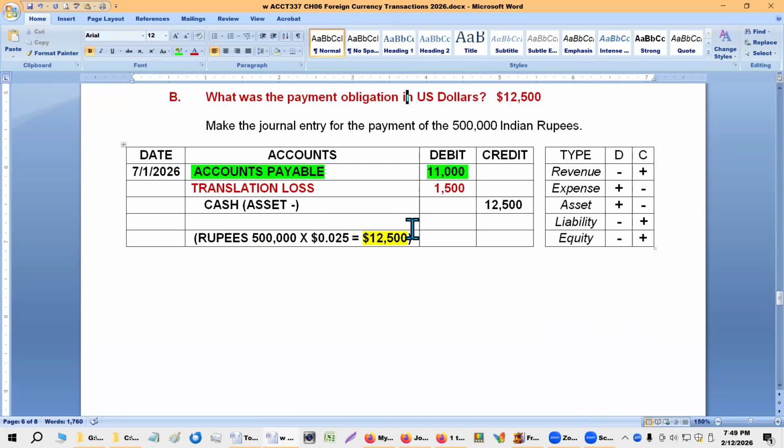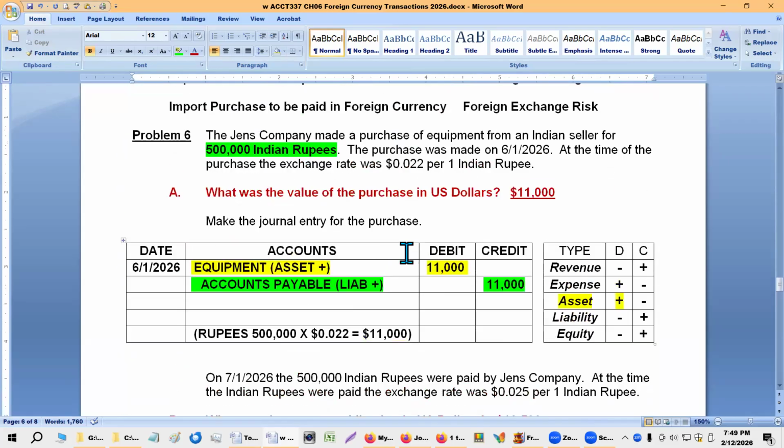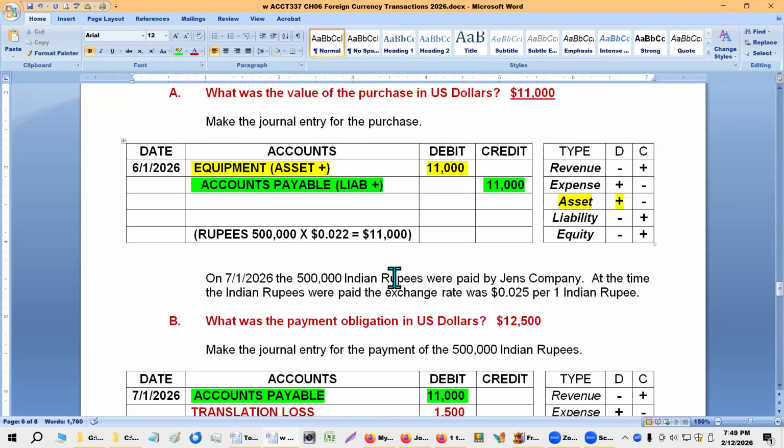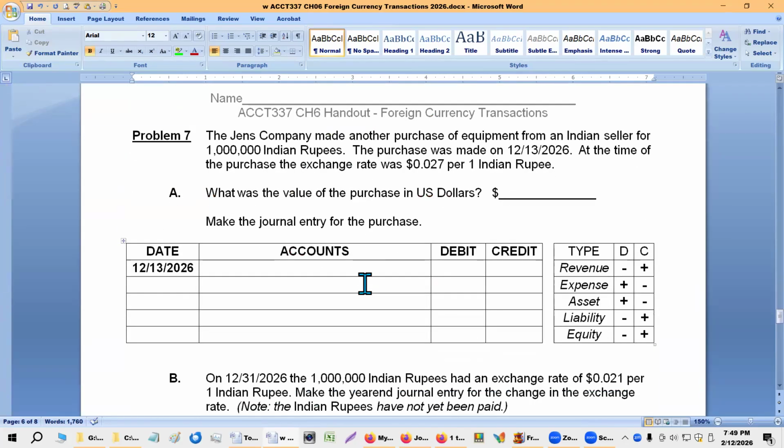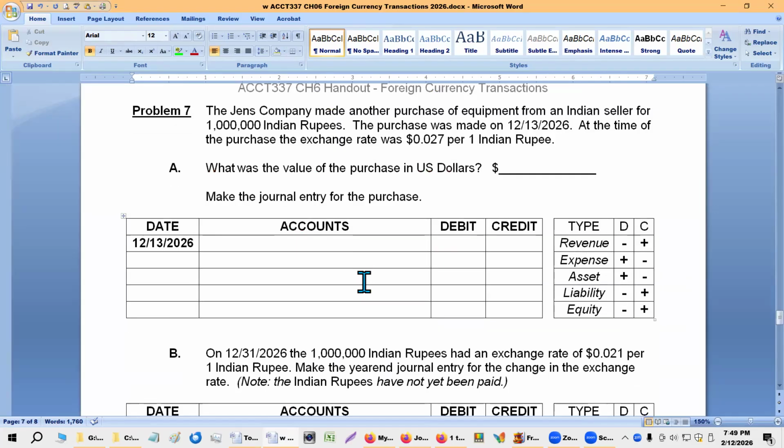Okay, yeah. So this is what we do for that one. And again, it's the same thing as the sales, except in this case we're buying it. And again, if we were paying in US dollars, it wouldn't be a problem, but if we're paying in something else, then there could be. Okay.